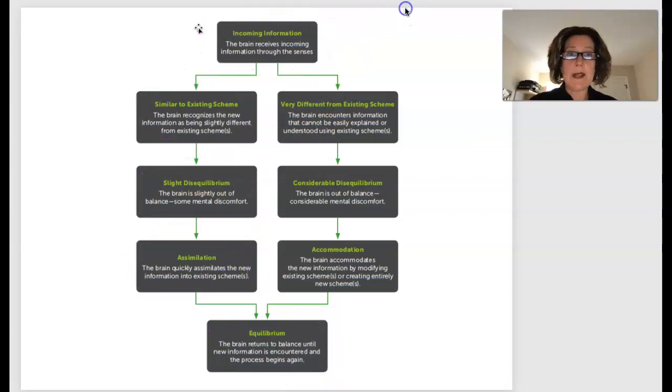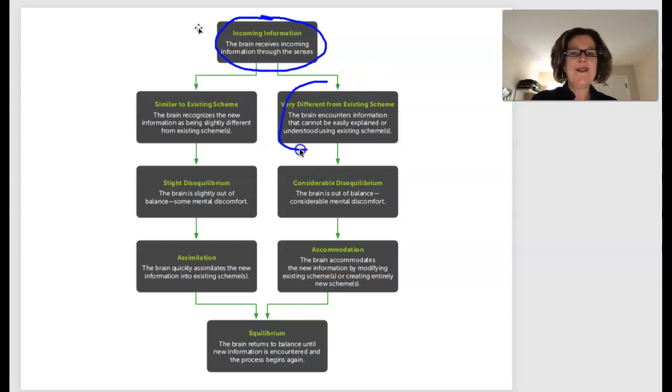Okay, I'm going to erase those. So now let's look at the other side, when our learning is slightly different. So again, we have that incoming information. The brain receives information through the senses. So say now the child sees a dog. They have not seen a dog before. It has 4 legs, it's kind of furry, but it barks instead of meows.